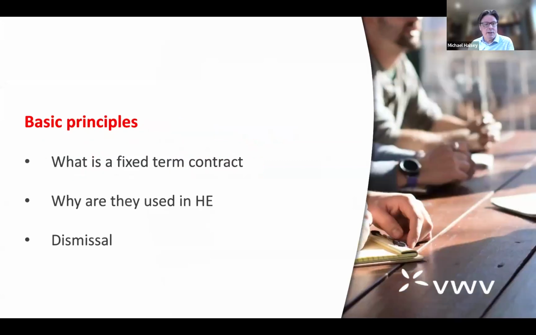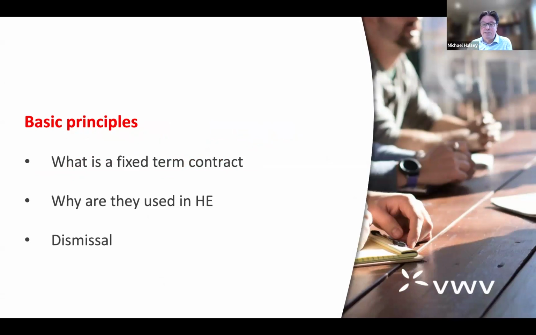So looking at fixed-term workers, fixed-term employees, and redundancy first. So looking at first the basic principles. So what is a fixed term contract? Well, a contract of employment that will terminate on expiry of a fixed term, the completion of a particular task, or the occurrence or non-occurrence of a particular event.